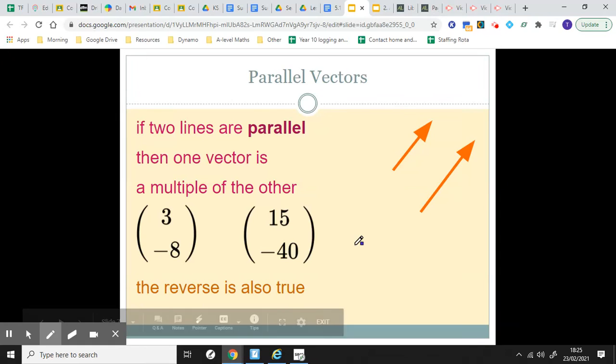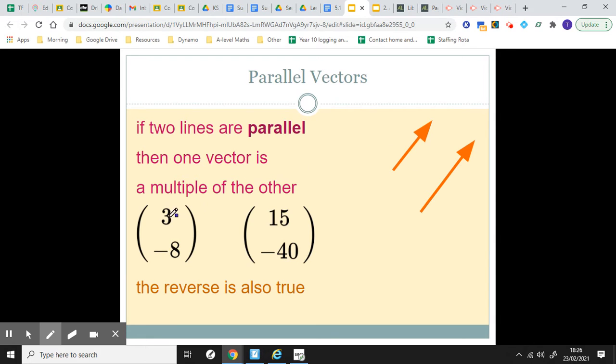Okay, so we've looked at column vectors, what they mean, they have magnitude and direction, and what they can represent. Now we can add and subtract with column vectors. We can also get parallel vectors. A vector is parallel if it runs in the same direction, and you get that where one vector is a multiple of another.